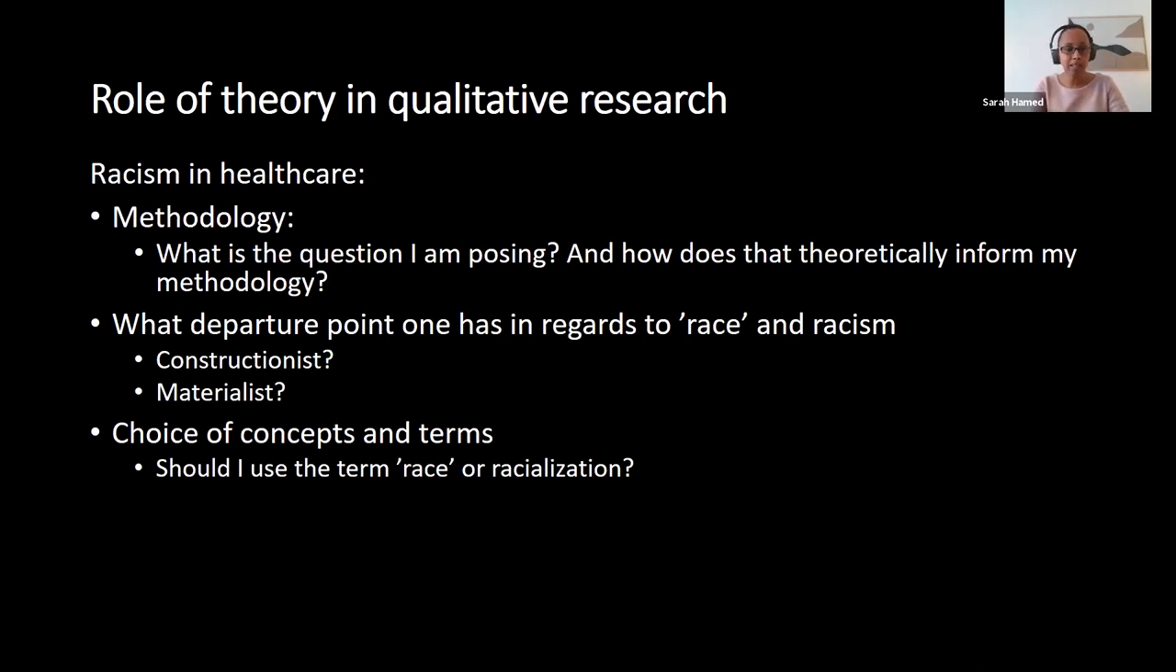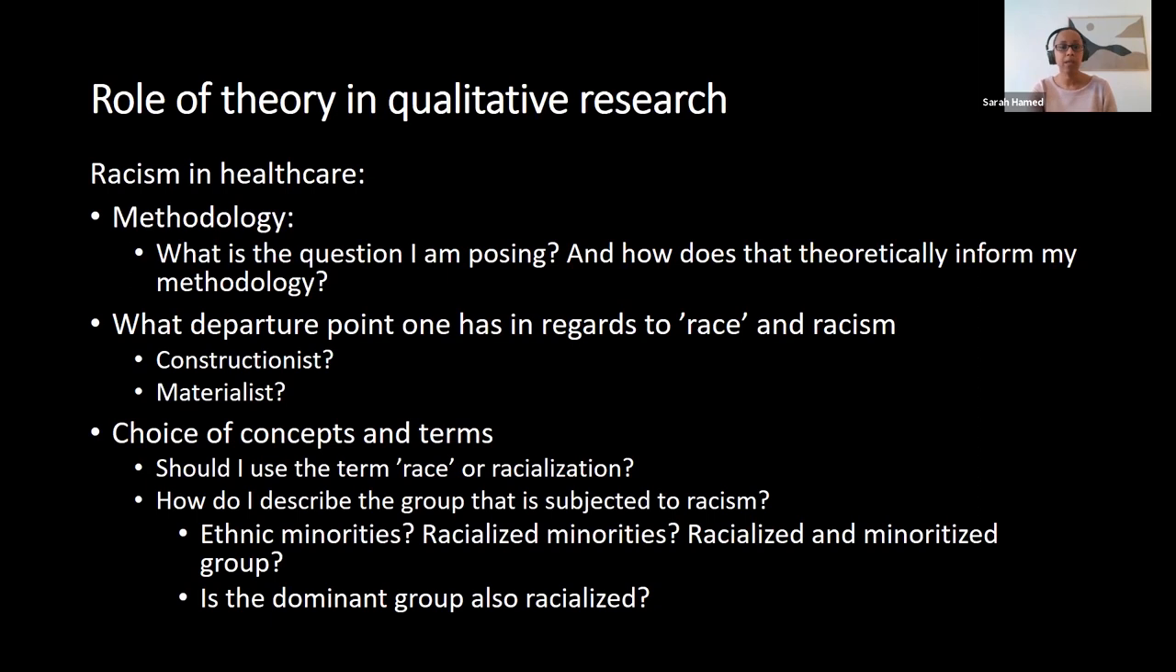So all the concepts, it's very important that one defines the concept that one uses. It does not only apply to studies of racism. If one is studying culturally sensitive care, then one has to define culture and one has to decide early on what theoretical departure point one has in regards to culture and then define culture in order then to be able to write the article or analyze the research. The concept needs to be defined and grounded within theory.